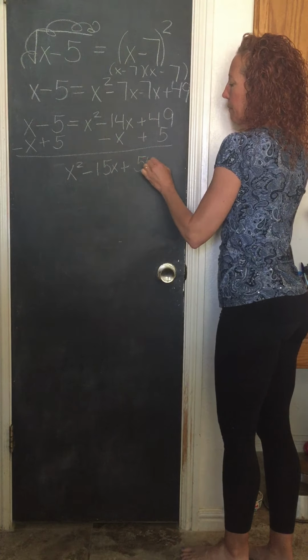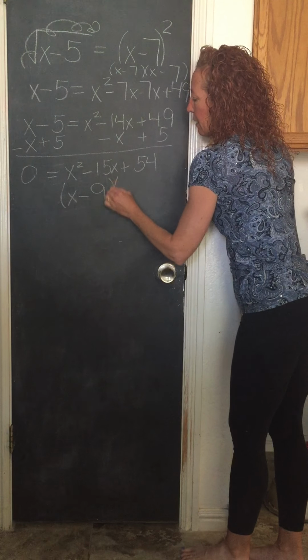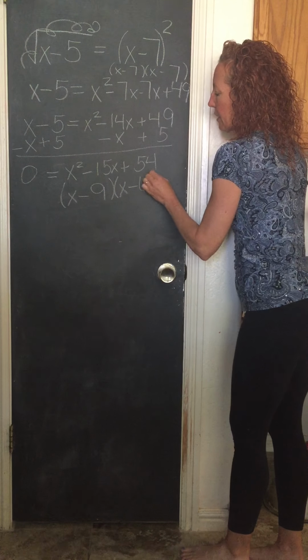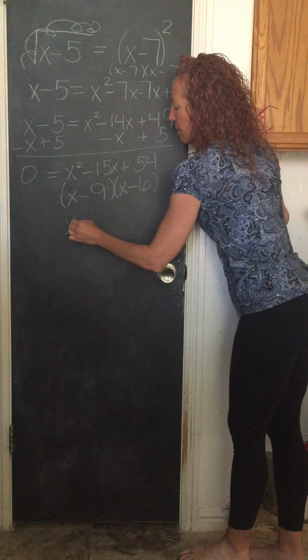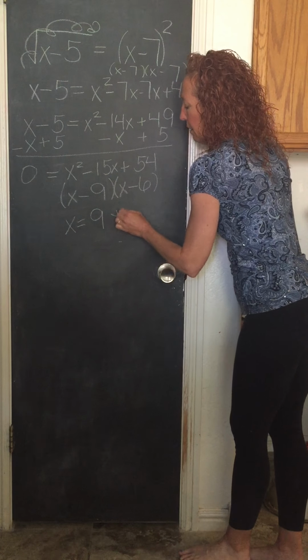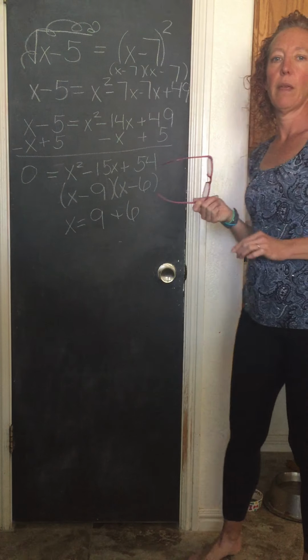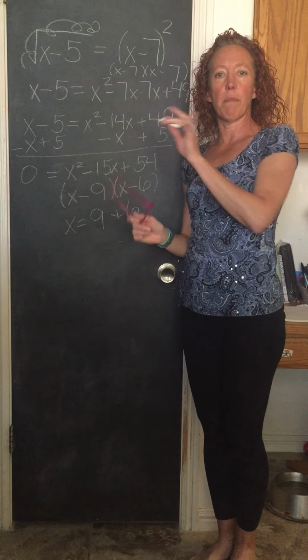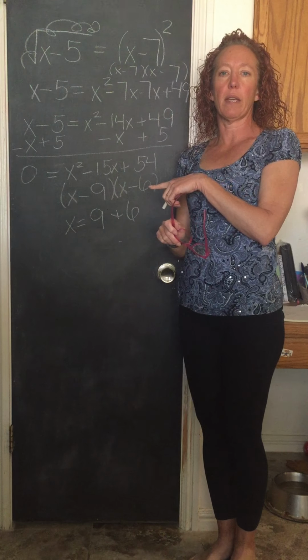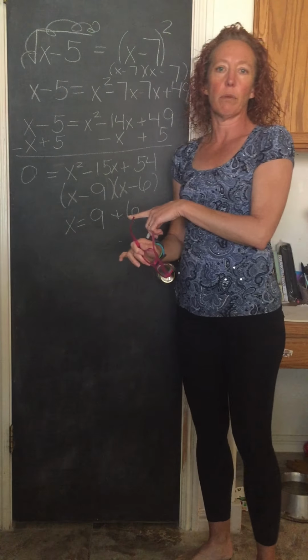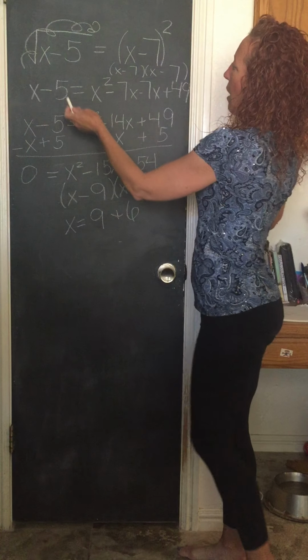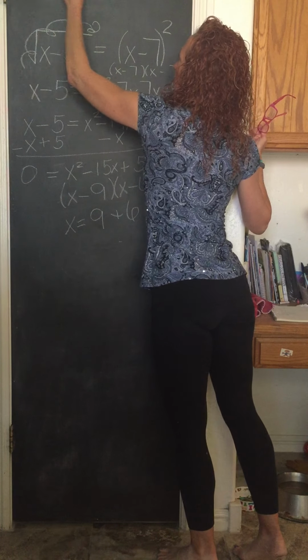So my factors are going to be x minus 9 and x minus 6. And so my answers will be 9 and 6. If you haven't checked them, maybe pause again and go back in and check. I'm not going to show you all the work on this one. Let's go back to my original equation.